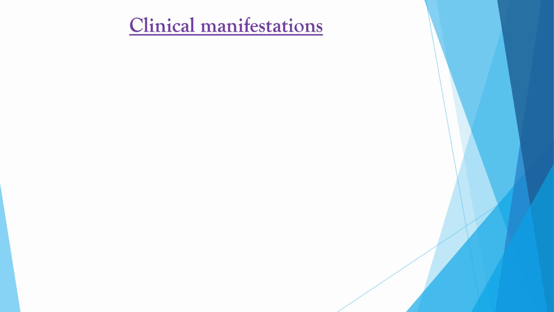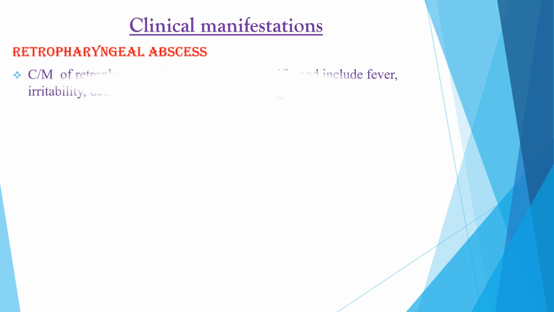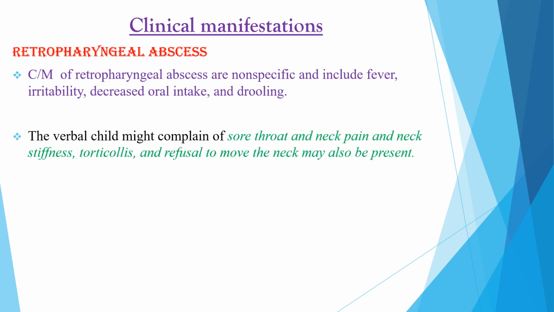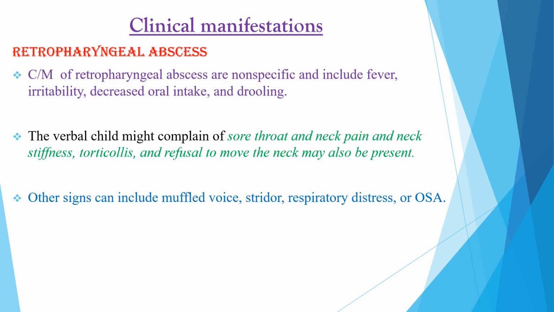Regarding clinical manifestation, the clinical manifestation of retropharyngeal abscess are non-specific and includes fever, irritability, decreased oral intake, and drooling. The verbal child might complain of sore throat and neck pain and also neck stiffness, torticollis, and the refusal to move the neck might also present. Other signs can include muffled voice, stridor, respiratory distress, and even obstructive sleep apnea can happen.